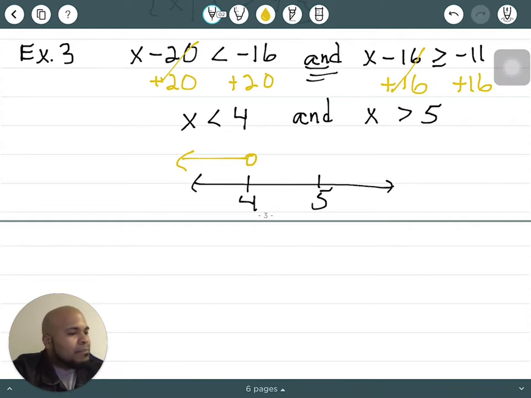Here, I made a mistake, and I hope you caught it. I forgot to write down the equal to sign. So you got to write the equal to sign. Okay, so x is greater than or equal to 5, because if not, that completely changes my answer sometimes.